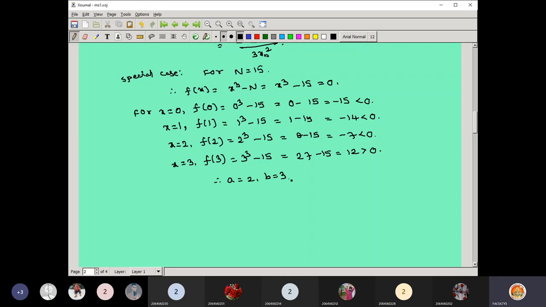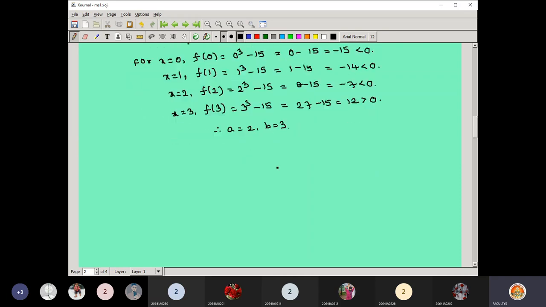So once you know the a and b values, now I am substituting in your approximate initial value. So the initial approximate root is x naught equal to a plus b divided by 2, so 2 plus 3 divided by 2, the answer is nothing but 2.5. So now I am substituting in your formula.